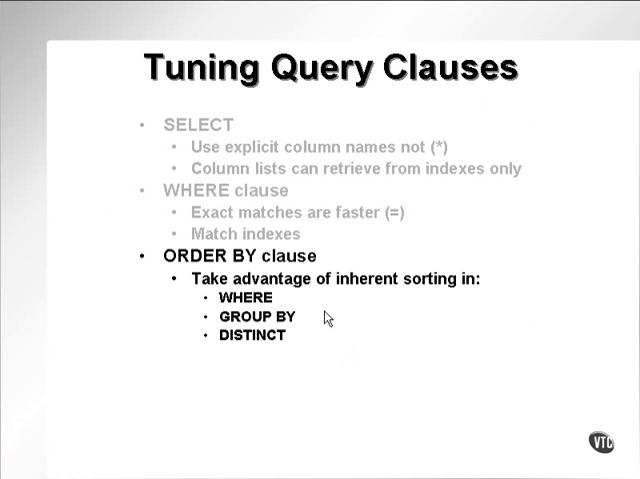The order by clause. Always try to take advantage of inherent sorting. There is some type of inherent sorting in where clauses, group by clauses, and distinct clauses. And there are some situations where you do not need to order by because the output is already ordered. However, note that sometimes the where clause will do strange things and won't necessarily return the rows in the order in which you expect, even though indexes are read in certain formats.